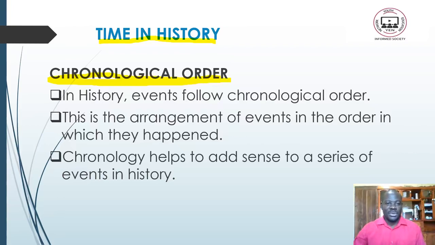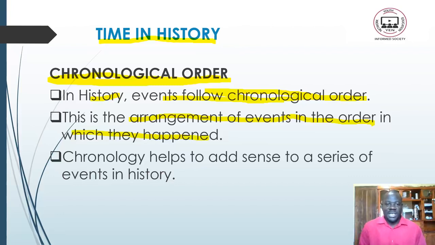So chronological order. In history, events follow the chronological order. We are going to know that in history, things do flow. They do follow the chronological order. By chronological order, we mean the arrangement of events in the order in which they happened. Arrangement of events in the order of their happening. To say this one happened in this year or at this time, then followed this, then followed this, then followed this. That one is the chronological order.